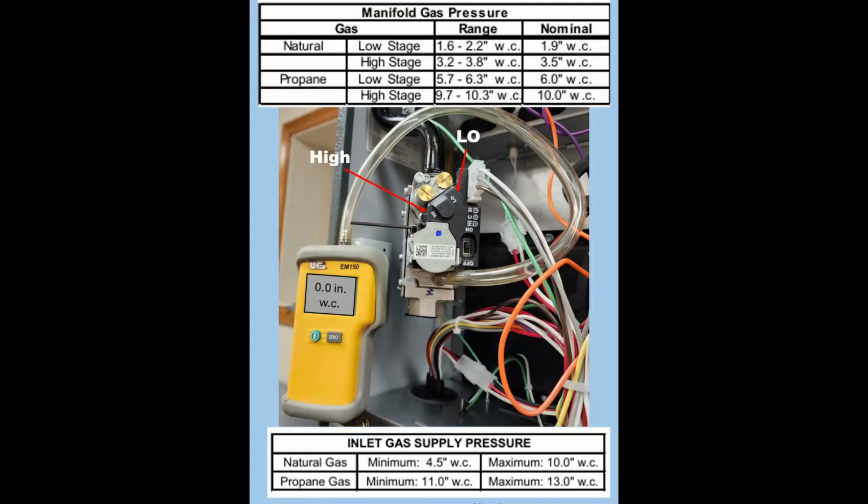And here's just showing what your pressure should be for manifold pressure and your inlet gas supply. Natural, you want like 4.5 incoming because you're going to need 3.5 overall, and a maximum of 10. And your propane inlet 11, max 13. And then it just shows here your low fires and your high fires for your gas valves. Natural nominal is 1.9 on low stage and 3.5 on high stage, and the nominal is 6 inches of water column on low stage and 10 inches of water column on the high stage.